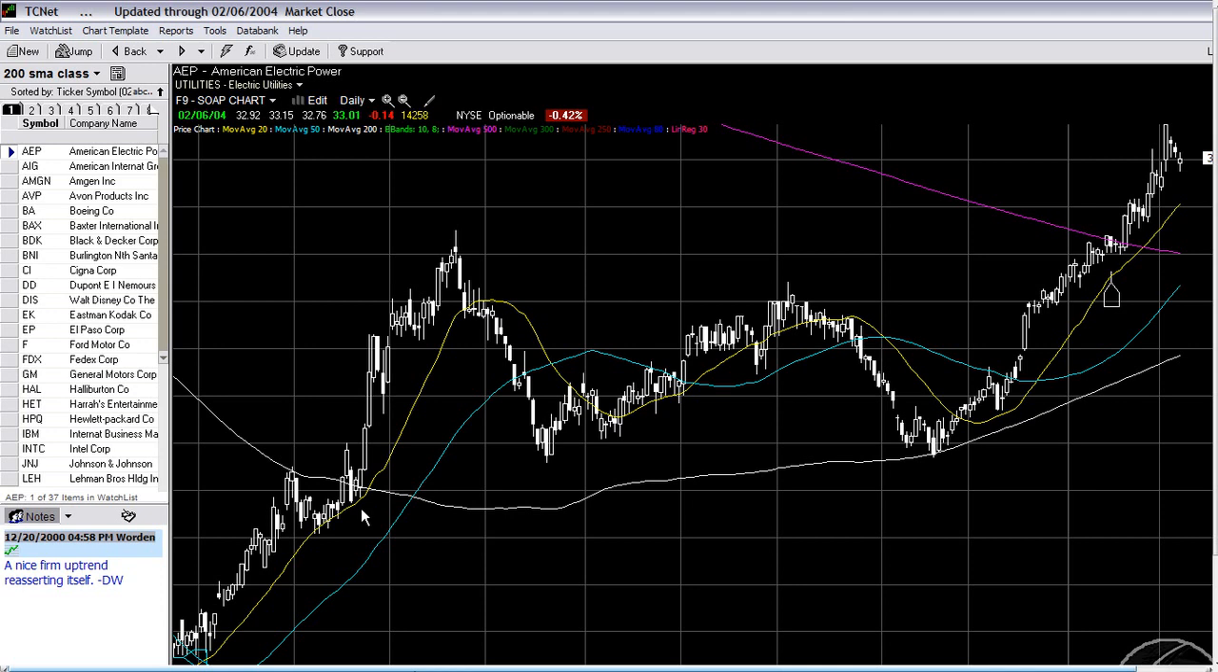Let's take a look at the next rule. Second and third attacks on a moving average are usually successful. Rule number 6: prices that break moving averages often come back and retest the average before continuing in the direction of the break. So we'll look at a couple of those and see if we can find some stocks that test and fail.